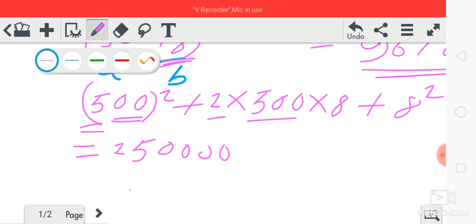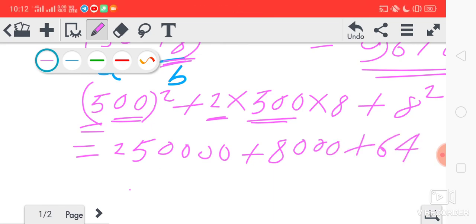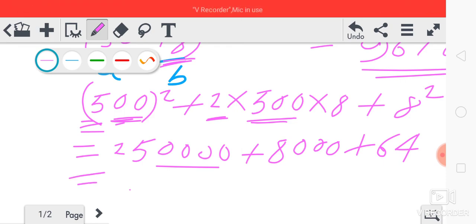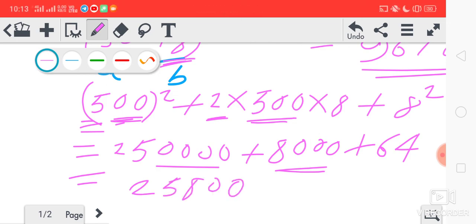This much we are getting, 2,50,000 plus 2 into 500, that is 1,000. 1,000 into 8 will get 8,000, and plus 8 square. 8 square means 64. Okay. This 500, 5 into 5 25, and 4 zeros. Now 2,50,000 and plus 8,000, 2,58,000. After adding 64, you'll get 2,58,064.